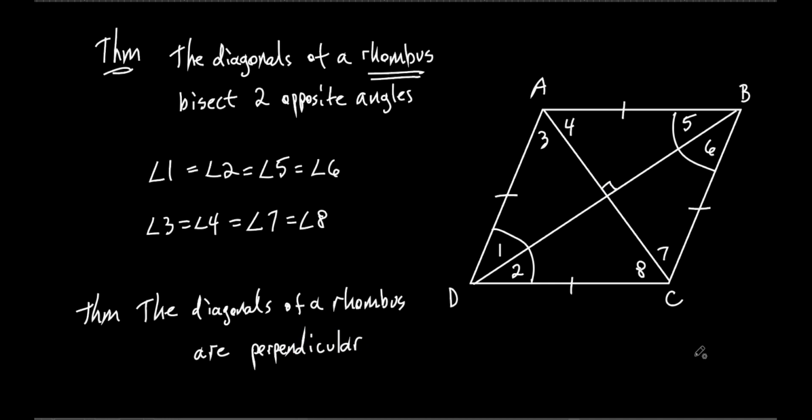perpendicular, which means we have, what kind of triangles do we have now? I got 4 what kind of triangles? Right triangles. I got 4 right triangles. Okay? So that could come in handy sometimes. Let's do an example with that.